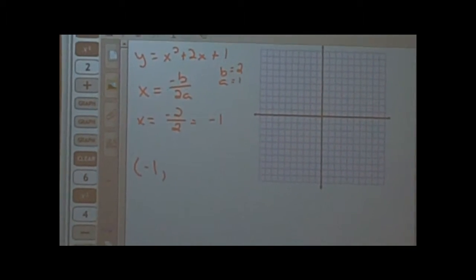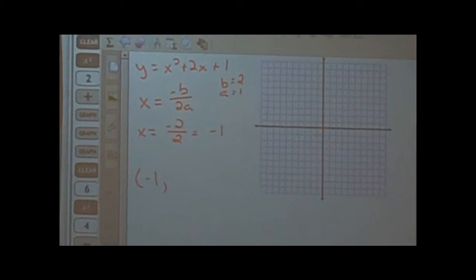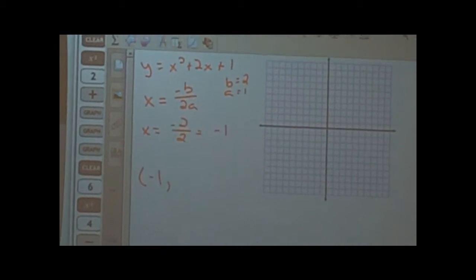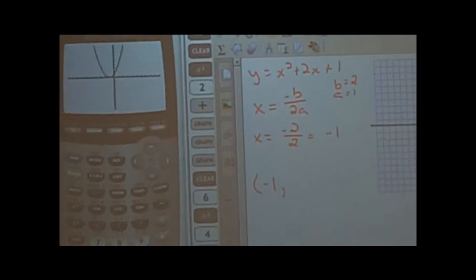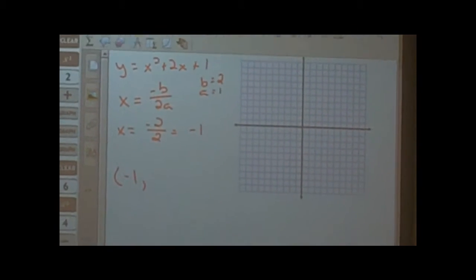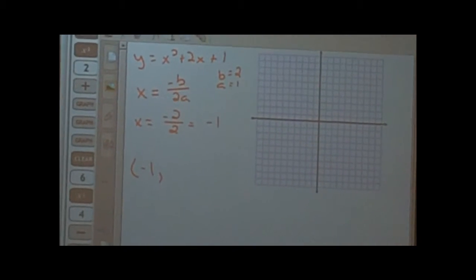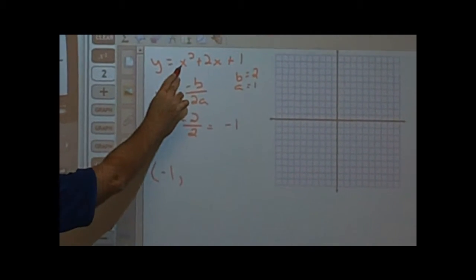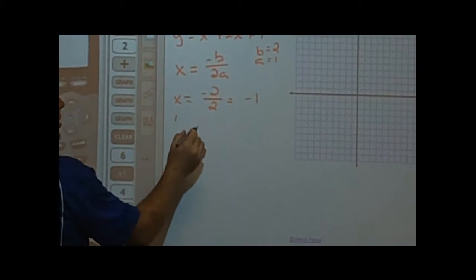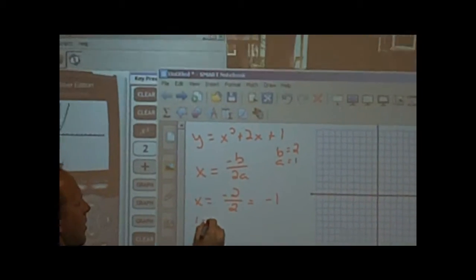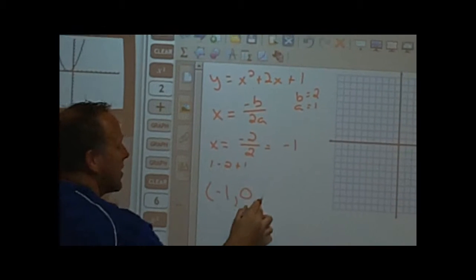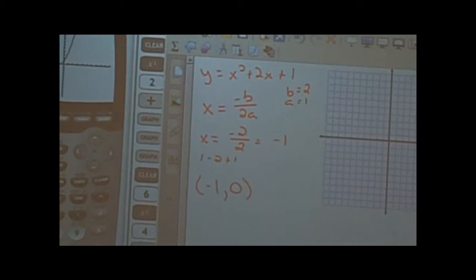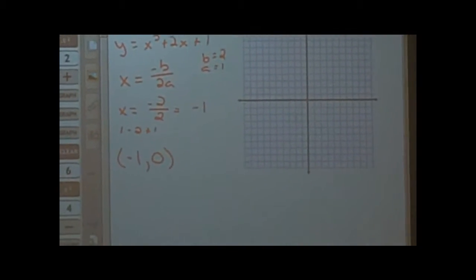If I know my x value, how do I find my y value? Just plug it in. Or you could go to the table, but if it's a fraction, it won't show up on your table, because only whole numbers show up in your tables. So we plug it in. Negative 1 squared is 1. Negative 1 times 2 is negative 2. Then plus 1. So 1 minus 2 is negative 1, and negative 1 plus 1 is 0. So my vertex is negative 1, 0.